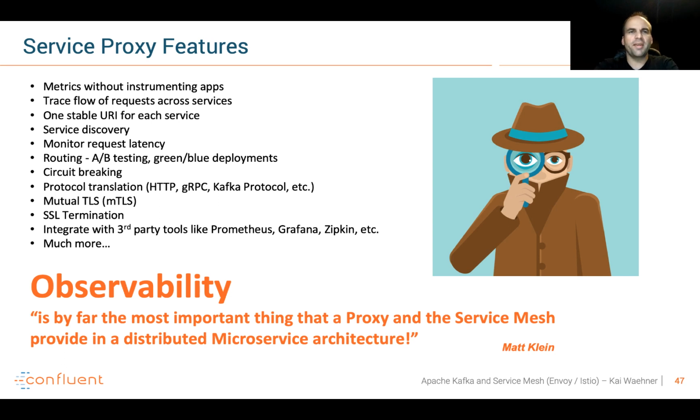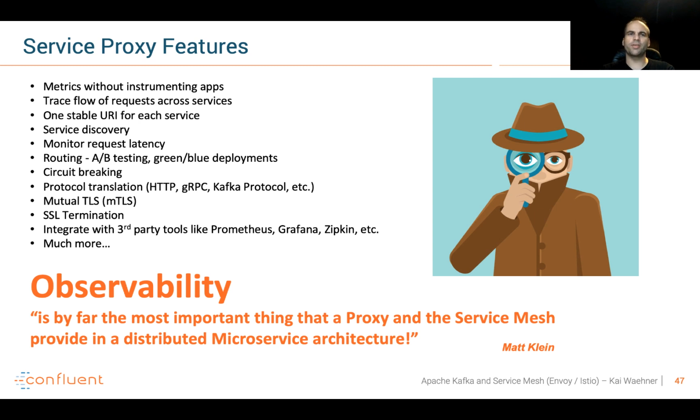Therefore, if you think about the service proxy features, there's a lot of great things in here. It's about getting different metrics and traces and service discovery. You can do very cool routing things and even things like A/B testing, green-blue deployments, often with just one configuration in your JSON or YAML file. And you can do powerful things like protocol translation, like from HTTP to gRPC, both request response, or even migrate it to the Kafka protocol in a streaming way.